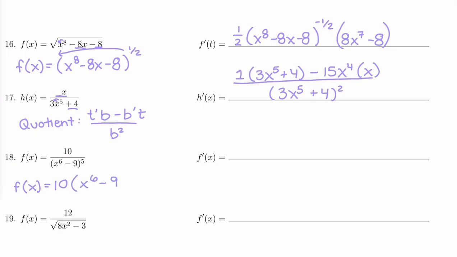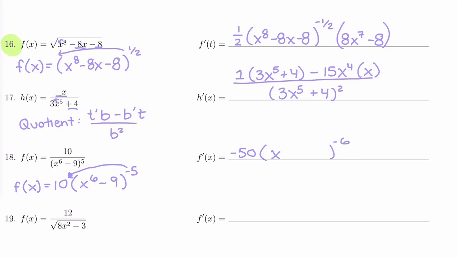And this is really x to the 6th minus 9, and it's to a negative 5 power. Now it is looking like a chain rule. So much faster than the quotient rule. It's nice when you don't have x's in both the top and the bottom. We're going to do the same thing that we just did above in number 16. So we are going to bring down our power. 10 times negative 5 is going to give us negative 50. Bring down that power, negative 5, and subtract 1 for the new power. So negative 5 minus 1 is negative 6.